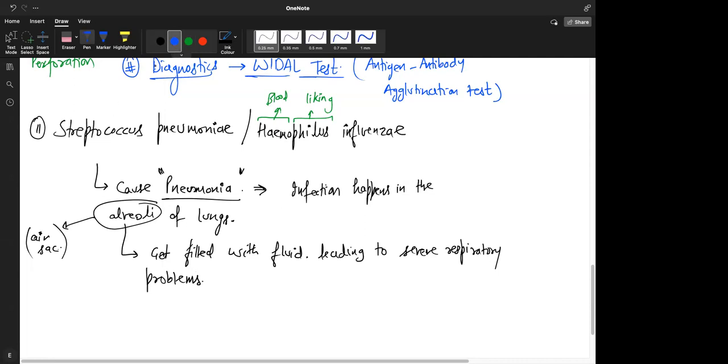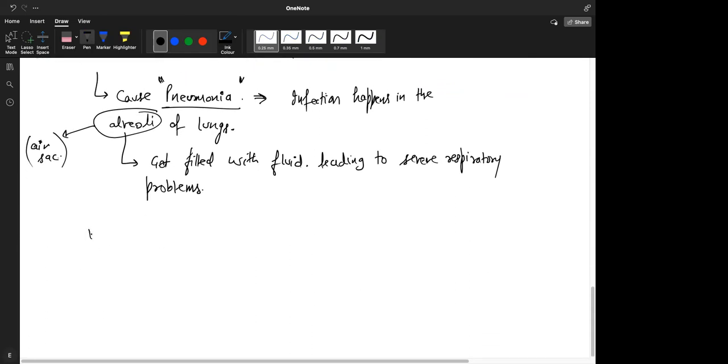So with this, we come to the symptoms. Can you tell me what are the symptoms of pneumonia? Just guess the symptoms. You don't have to remember. Cough. Yes, very good. Keep guessing.